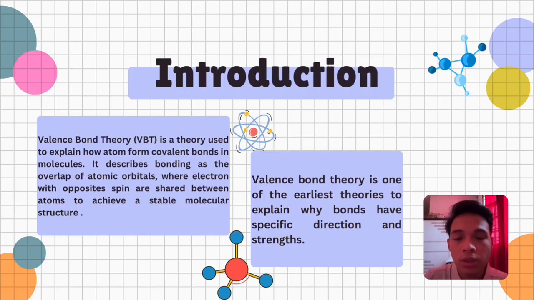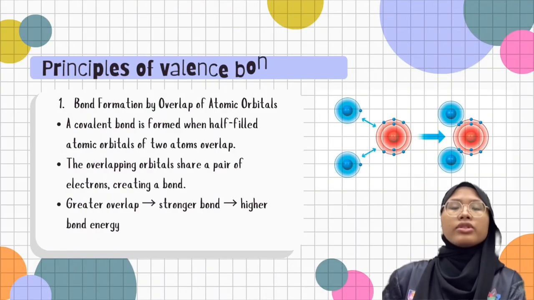For the introduction, valence bond theory is a theory used to explain how atoms form covalent bonds in molecules. It describes bonding as the overlap of atomic orbitals, where electrons of opposite spin are shared between atoms to achieve a stable molecular structure. Fun fact, valence bond theory is one of the earliest theories to explain why bonds have specific direction and strength. Principle of valence bond theory.